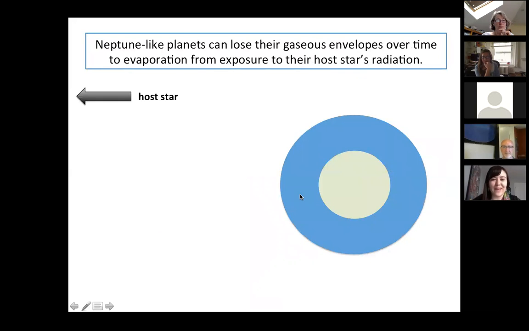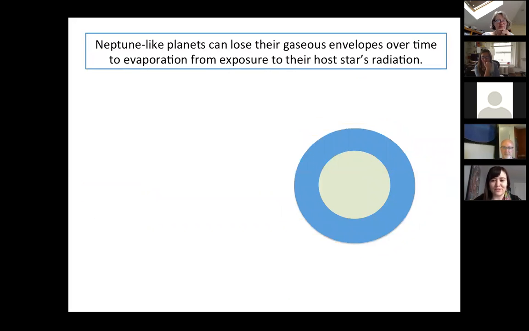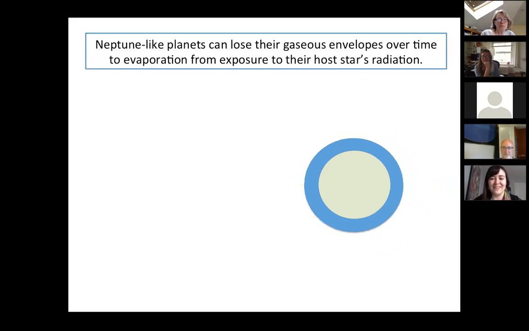And so what happens is, if these planets are close enough to their host star, so you see the host star off to the left there, and they get blasted with radiation constantly from this host star, so there's a blast of radiation, it's actually going to cause some of that atmosphere to evaporate off. And this is, of course, something that happens constantly. It's not in little jets like this, the way that I'm showing it.